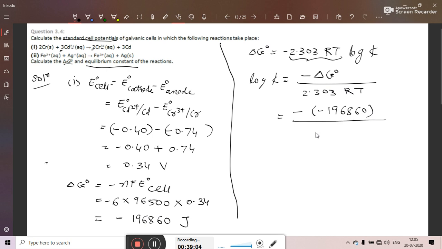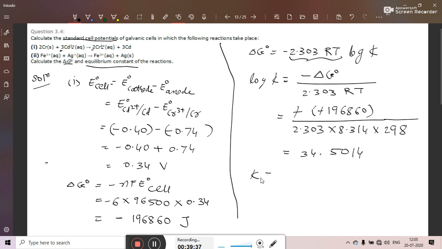Divided by 2.303. Now R in terms of joule is 8.314, into T in terms of Kelvin. Here naught is there, that is standard condition. So what is the standard temperature? That is 298. Now minus minus will get cancelled. When you solve this, log K will be 34.5014.